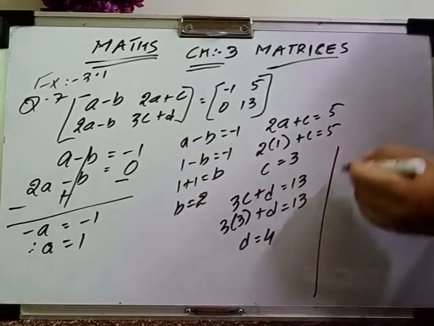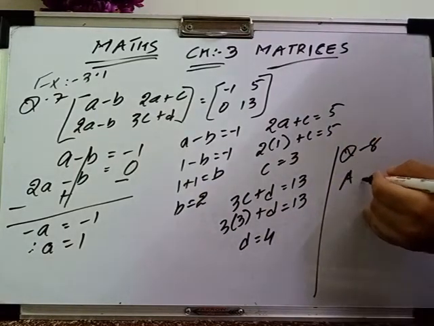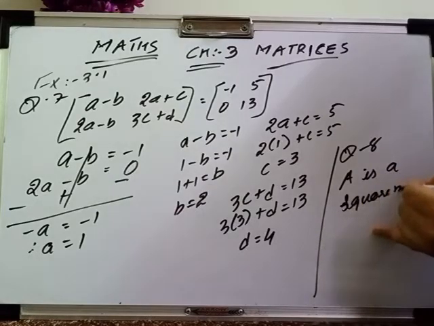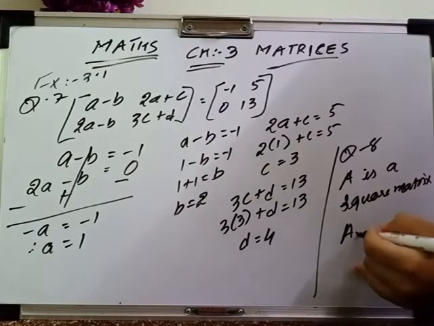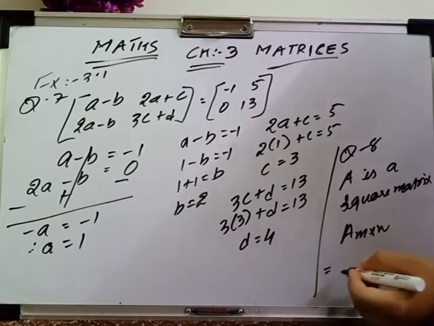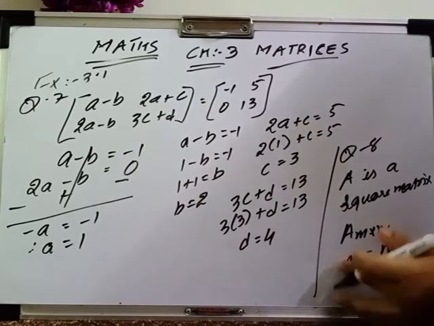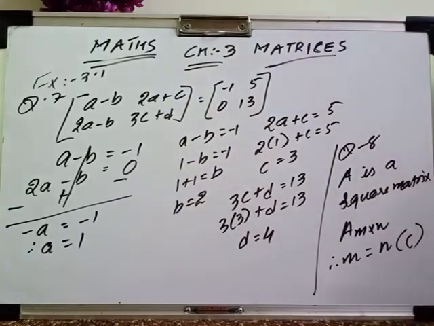Let's try to understand the 8th MCQ. It is given that A is a square matrix, and the order of this matrix A is equal to m cross n. As this is a square matrix, the number of rows will be equal to the number of columns, and that's why C is the correct option.